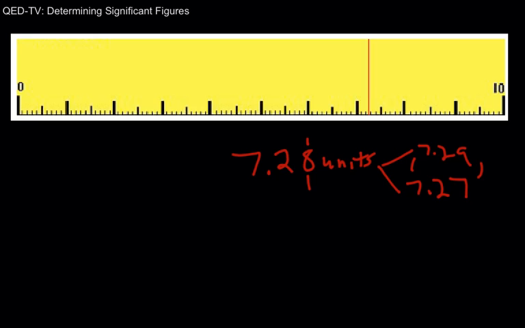So how many sig figs are in this measurement here? Well, I know the 7 for sure. I know the 2 for sure. The 8 is an estimate. And so all 3 of those are significant digits. So I have 3 sig figs.